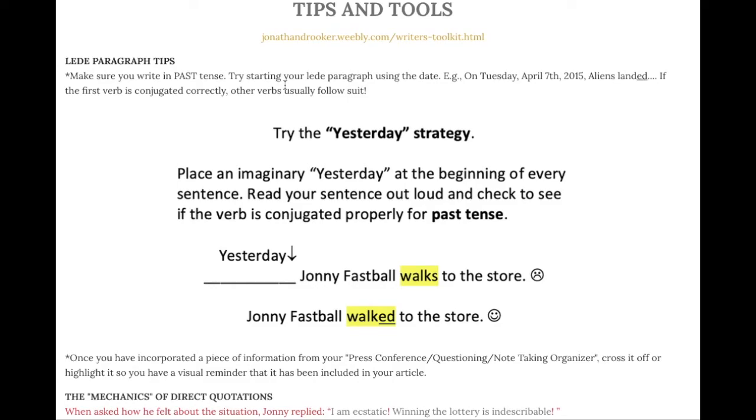Students can try starting their lead paragraph using the date. For example, on Tuesday, April 7, 2015, aliens landed. If the first verb is conjugated correctly, other verbs usually follow suit.